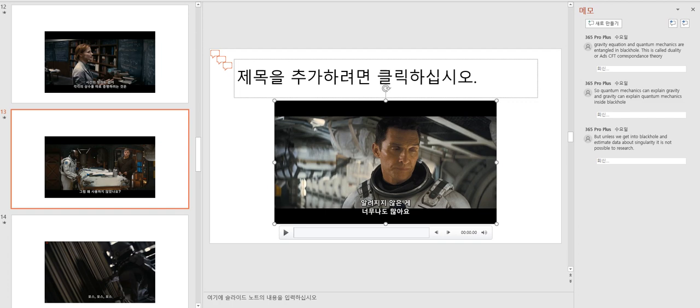The gravity equation and quantum mechanics are entangled in a black hole. This is called duality or AdS/CFT correspondence theory. So quantum mechanics can explain gravity, and gravity can explain quantum mechanics inside a black hole. But unless we get into a black hole and estimate data about the singularity, it is not possible to research.